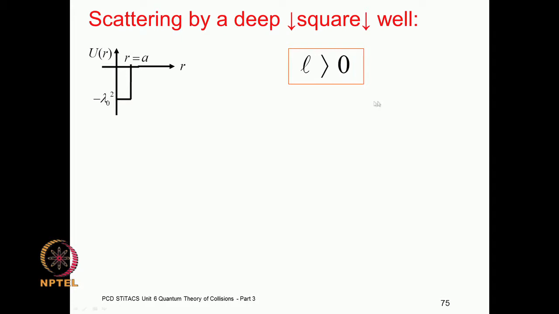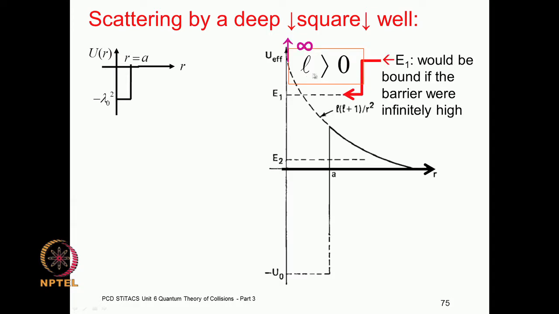So let us consider scattering by a deep square well, and I will consider angular momentum greater than 0. When you have an angular momentum greater than 0, remember that when you separate the Schrodinger equation into the radial part and the angular part, the radial equation will have a constant of separation, coming from separating the radial part from the angular part. You would have done that in the first course in quantum mechanics. The centrifugal barrier term, L into L plus 1 by R square, comes out of this separation. Now, this is a centrifugal barrier.